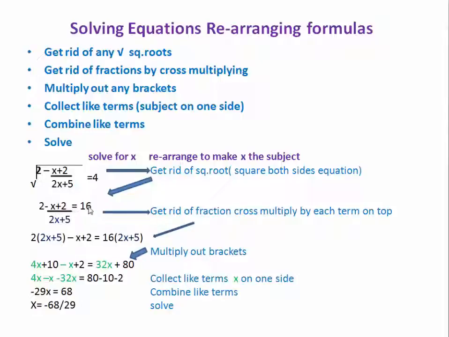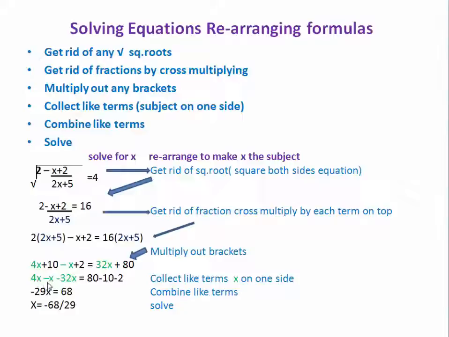And then multiply the 16, don't forget that, by the denominator. So we get 2 multiplied by 2x plus 5 minus x plus 2, remember that cancelled out, equals 16 times 2x plus 5. Then multiply out the brackets, so 2 times 2x, 4x, plus 2 times 5, 10, minus x plus 2 equals 16 times 2x, 32x, plus 5 times 16, 80.